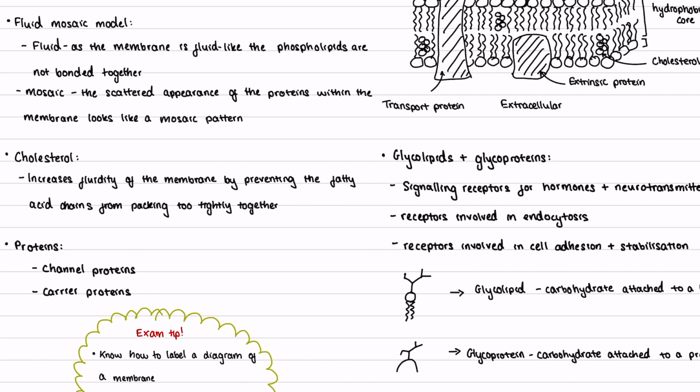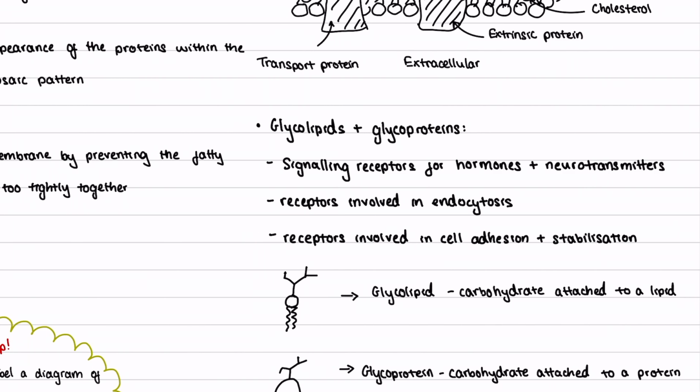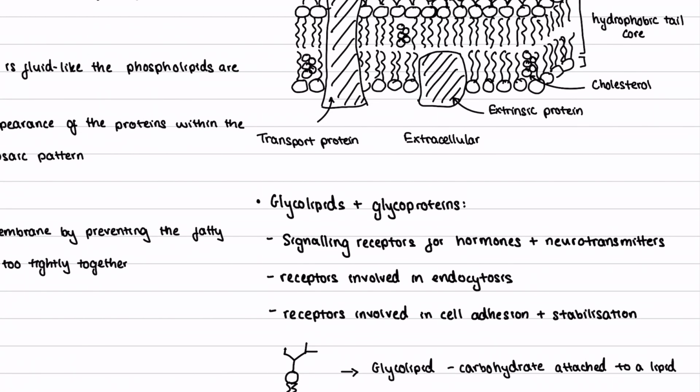The two types of proteins that you will find are channel and carrier proteins, and on the surface you will find glycolipids and glycoproteins. Glycolipids are lipids with carbohydrates attached to them. Glycoproteins are proteins with carbohydrates attached to them. The functions of these are to act as signaling receptors for hormones and neurotransmitters, receptors involved in endocytosis, and receptors involved in cell adhesion and stabilization.